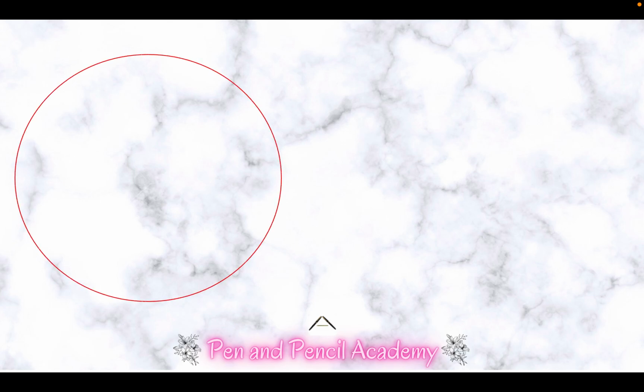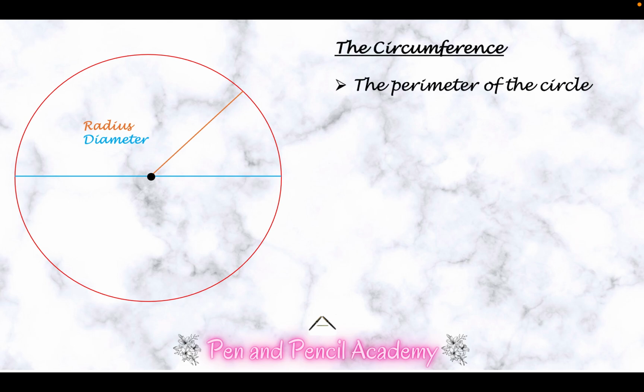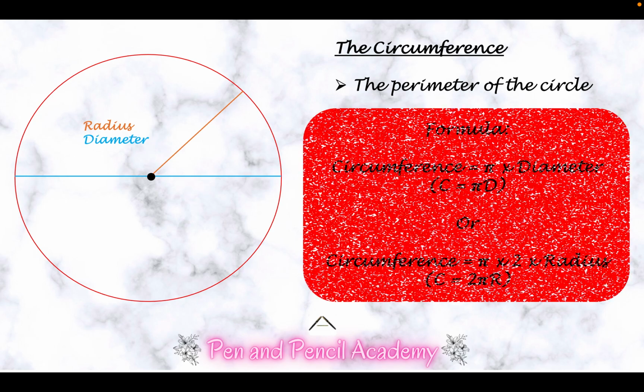So the first thing I'm going to go through is the circumference. And here's a circle. And again, we have the center, we have the radius, and we have the diameter. So just a reminder, just to help you guys as I'm explaining this. So what is the circumference? The circumference is just the perimeter of the circle. So the red outline is the circumference.